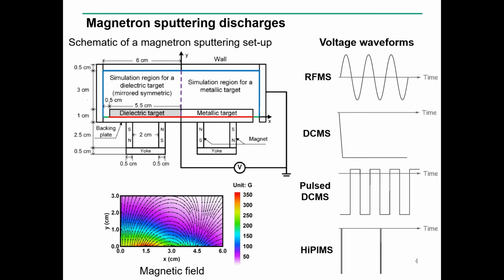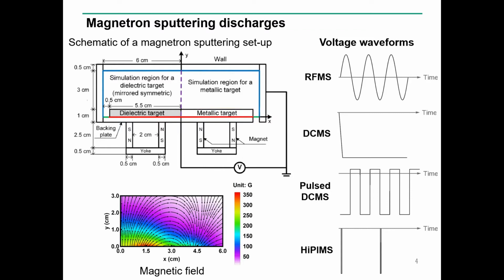Now here we present a brief schematic of a typical magnetron sputtering setup. The plasma is generated in a chamber above the target surface. The magnetic field distribution in the simulation region is illustrated here. Here we use a typical balanced magnetic track with the highest magnetic field parallel to the target surface of more than 200 Gauss at around x equals 3 centimeters. The target could be dielectric or metallic for radiofrequency magnetron and metallic for direct current magnetron.